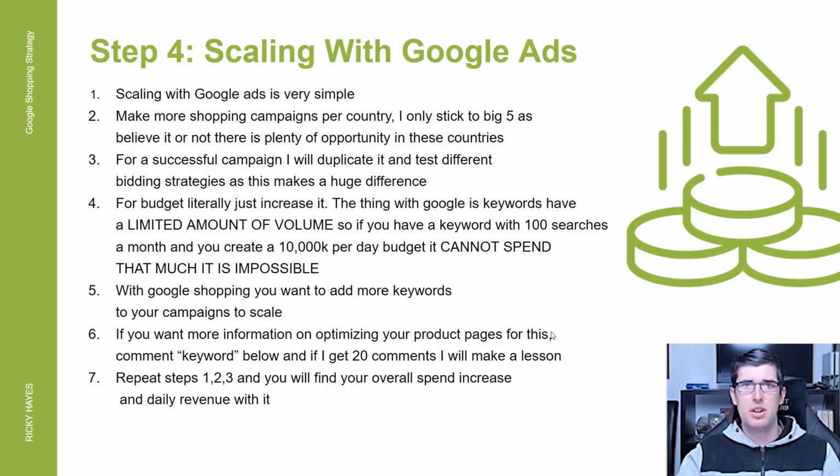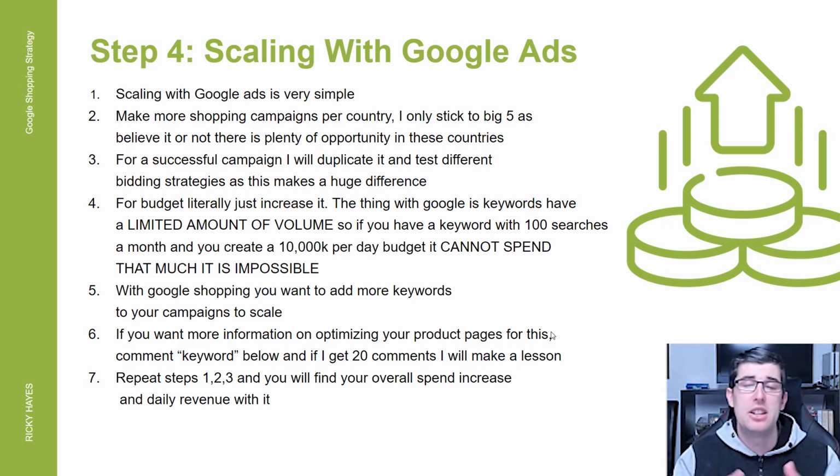For budget initially, just increase it. So if you're spending $50 a day and it's doing well, it's profitable, you're happy with it, I would increase it to 100, to 200. Understand the thing with Google is you have a limited amount of volume. Keywords have limited volume. You can rank for unlimited keywords, but we only want to rank for specific keywords, and only for exact match, which is what shopping does.